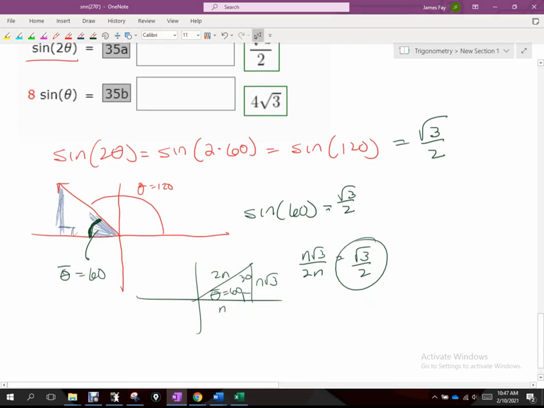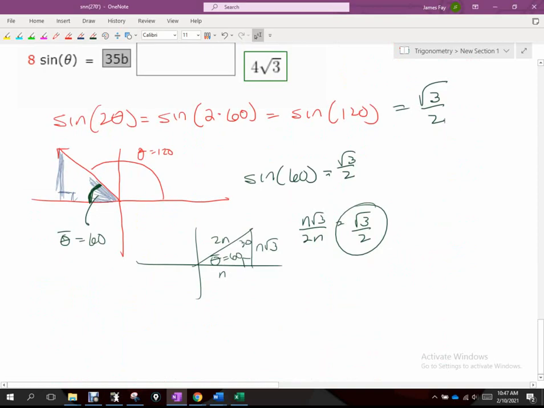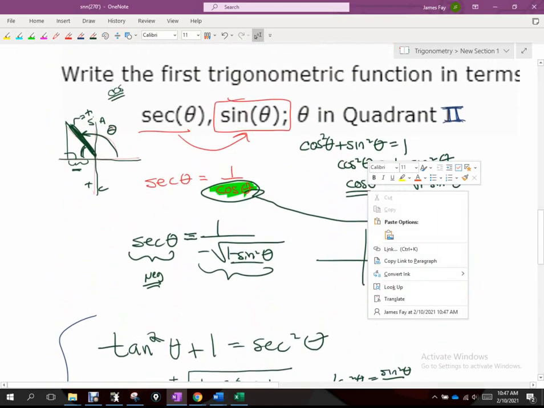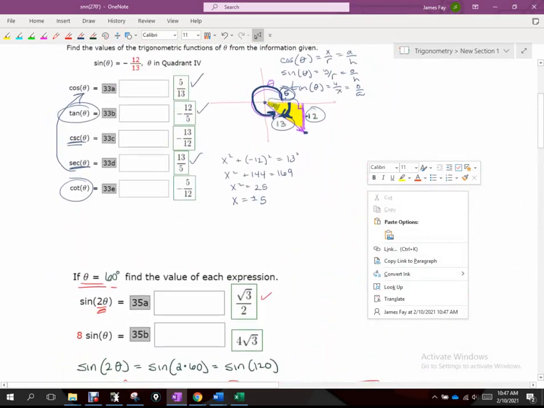Let's talk real quick. I think it's question 10 or 11. I might have posted it from the last class. Did we talk about it in the last class?